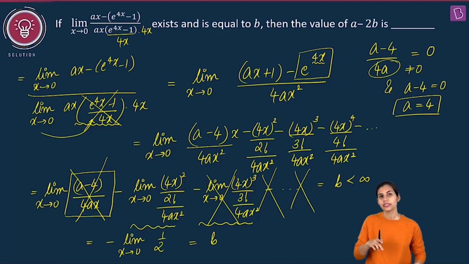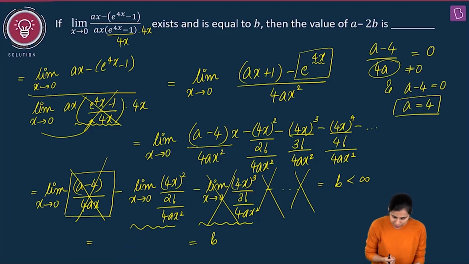Limit of a constant quantity is equal to that constant quantity only. And minus of limit of something is limit of minus of that thing. So minus of limit of half is limit of minus half, and limit of minus half is nothing but minus half only. That means B is coming out to be minus half.